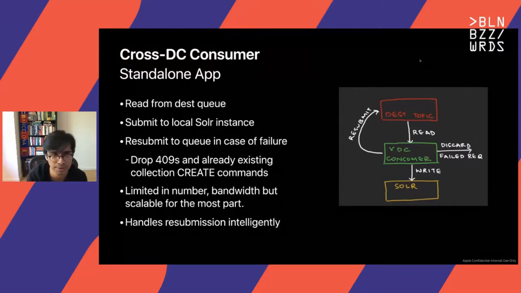The job of the CrossDC consumer is pretty straightforward. It's a very simple app. What it does is read from the destination queue, which is isolated from the source queue because the mirror just mirrors stuff based on config. Then it reads that data and tries to send these updates to Solr. Now, those requests could, in isolation, succeed or fail.